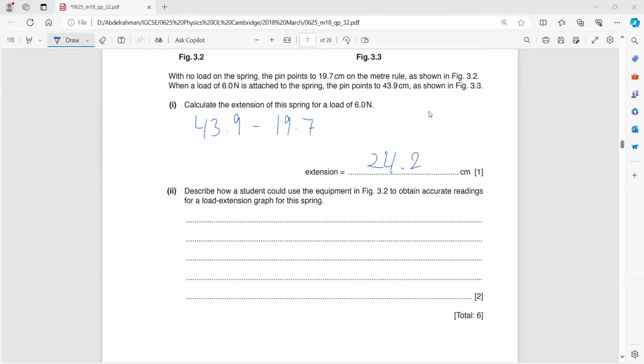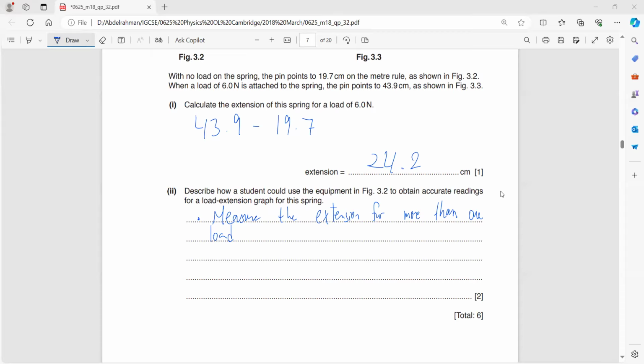Okay, that's one of the answers: measure the extension for more than one load, more than one force. Okay, what should I do then? Once you measure the extension for more than one load, what should you do?